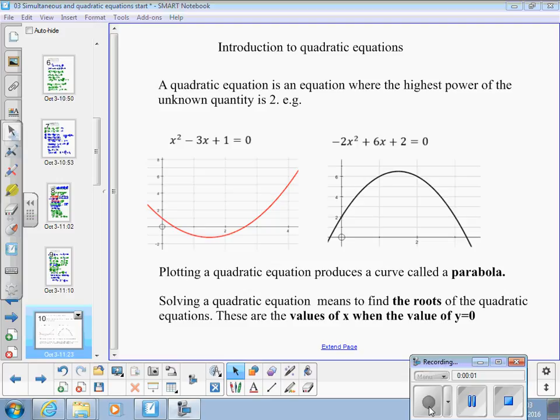Time to move on. Second hour and a half of maths for today. Introduction to quadratic equations.